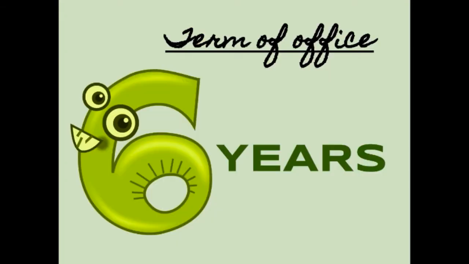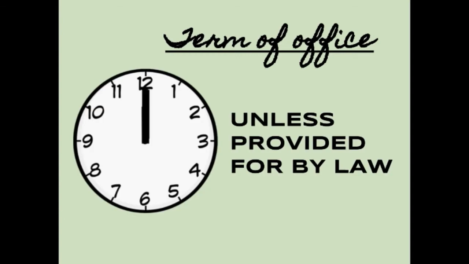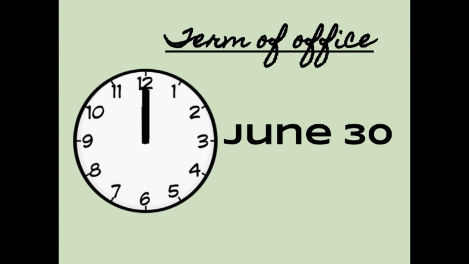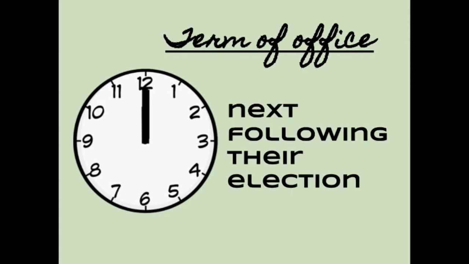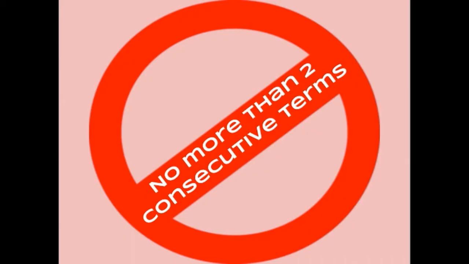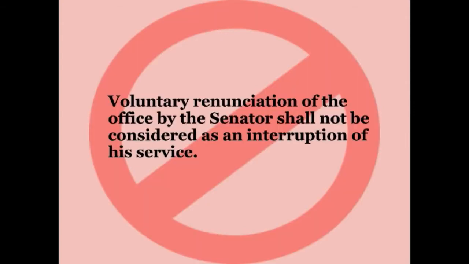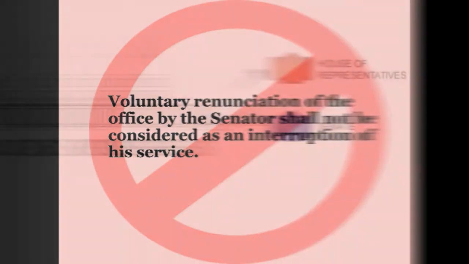The term of office for senators is 6 years, and unless otherwise provided for by law, it commences or begins at 12 noon on June 30 next following their election. A senator cannot serve for more than 2 consecutive terms. Basically, he can serve for more than 2 terms, like 3, 4, 5, whatever, just not consecutively. And any voluntary renunciation of the office by the senator shall not be considered as an interruption of his service. So that's it for the Senate.